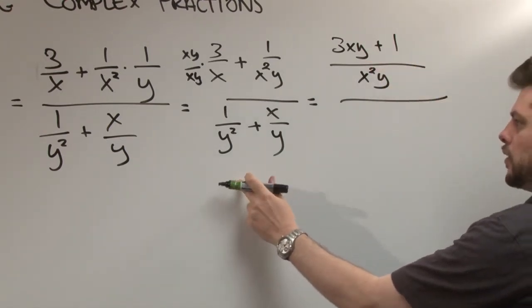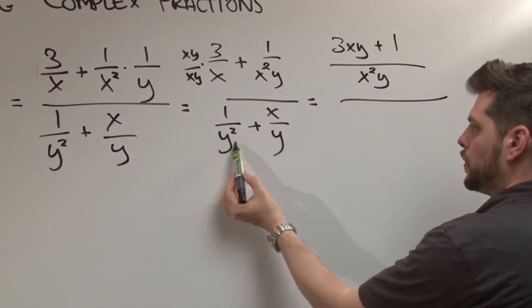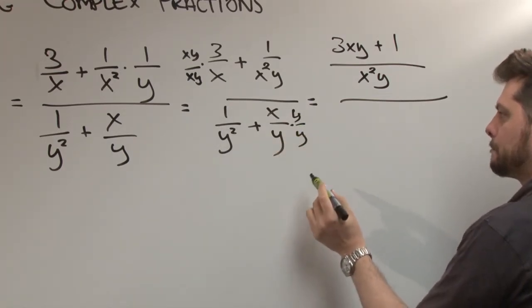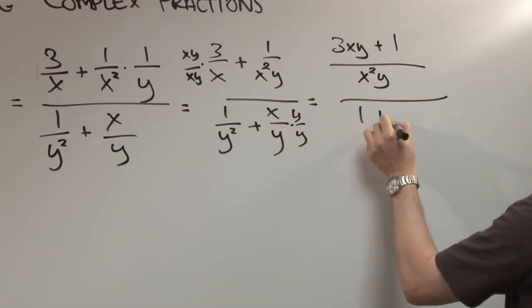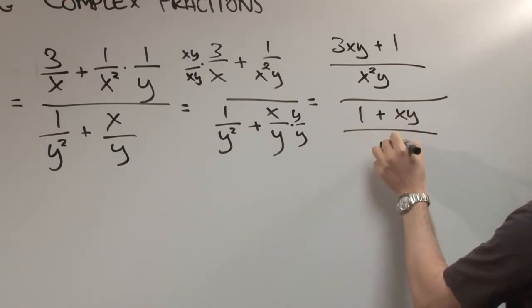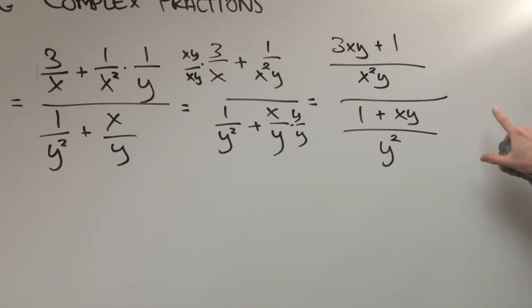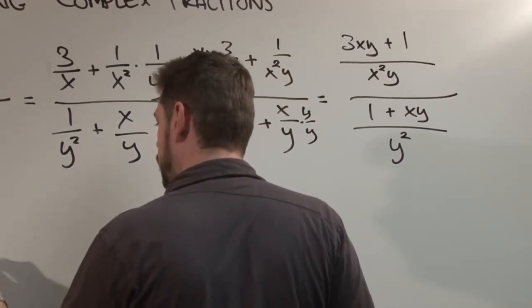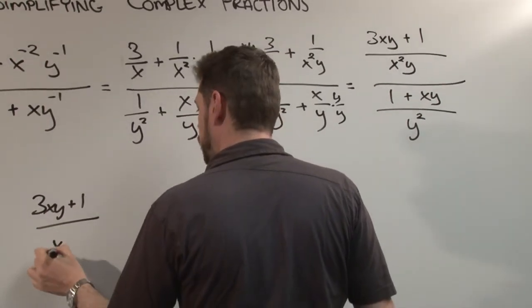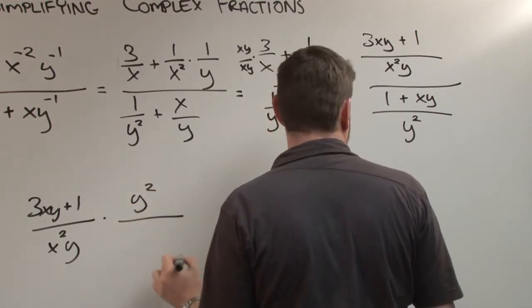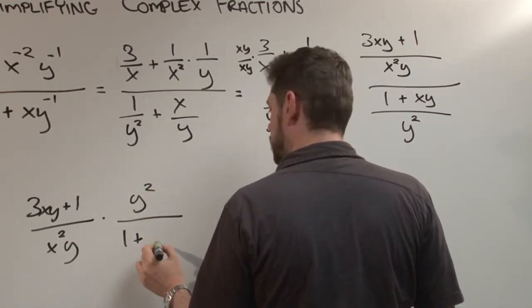And then the same strategy here, I note that my common denominator is going to be y squared. So I need to multiply this term by y over y. And when I do, I get the combined fraction of 1 plus xy over y squared. Now I'm in striking distance, and I use my rule and then simplify my result. So keeping my numerator the same, 3xy plus 1 over x squared y. Now flipping the bottom and multiplying, I get y squared over 1 plus xy.